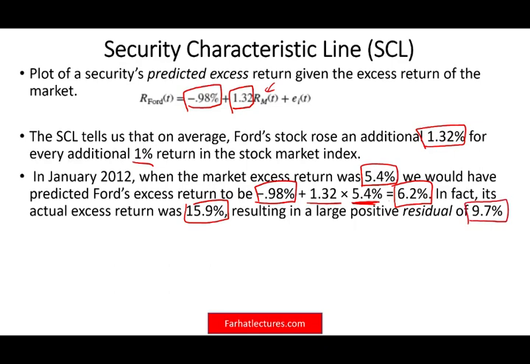So for the month of January, we had a positive residual return. It means in January, the stock was not influenced by the market. The stock was influenced by other factors. Maybe Ford reported good numbers while the market wasn't doing well. This is how we can interpret this.